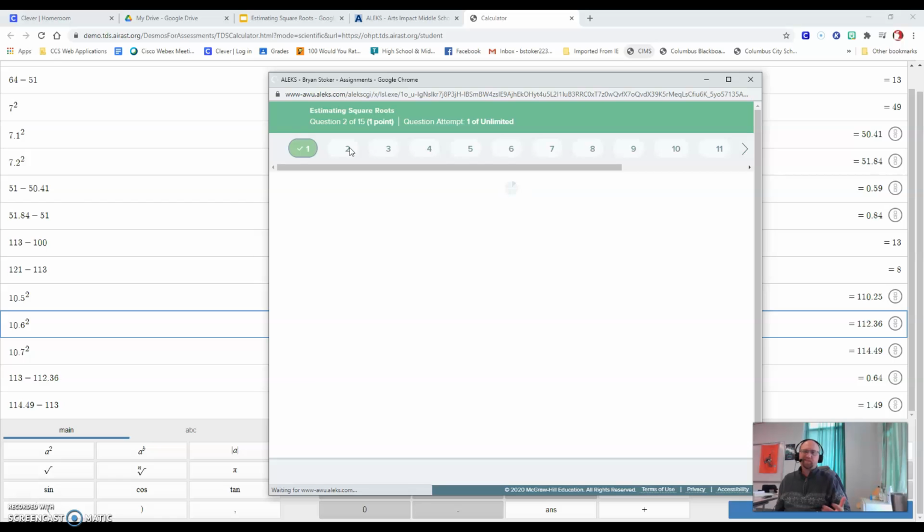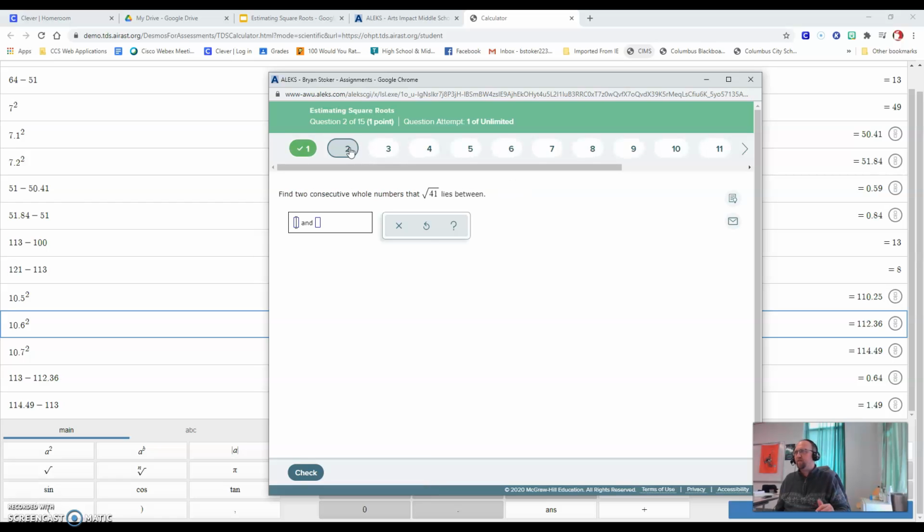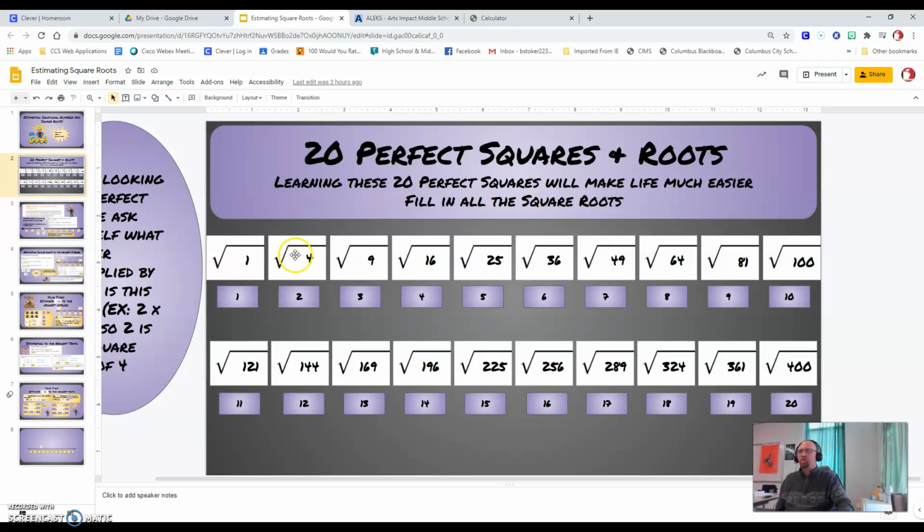Question number 2. This one is like super easy when you get these questions. Again, find two consecutive whole numbers that the square root of 41 lies between. This, you just come here. Find the two values that 41 falls between. It doesn't fall between 16 and 25. It doesn't fall between 25 and 36. It does fall between 36 and 49.